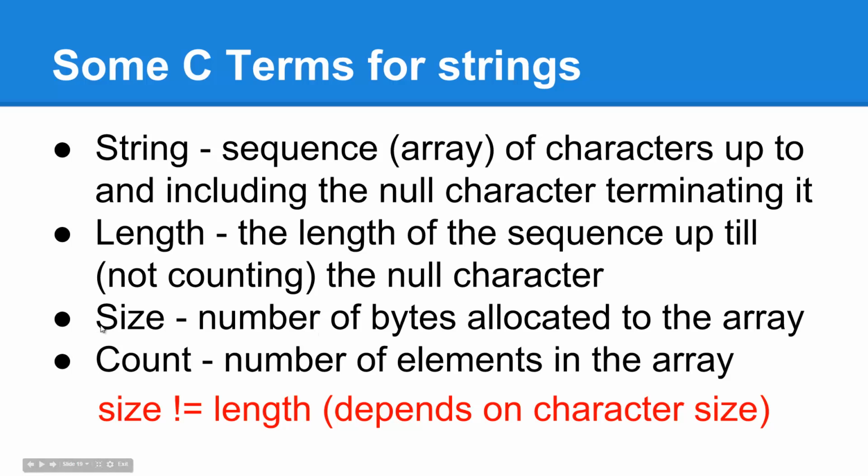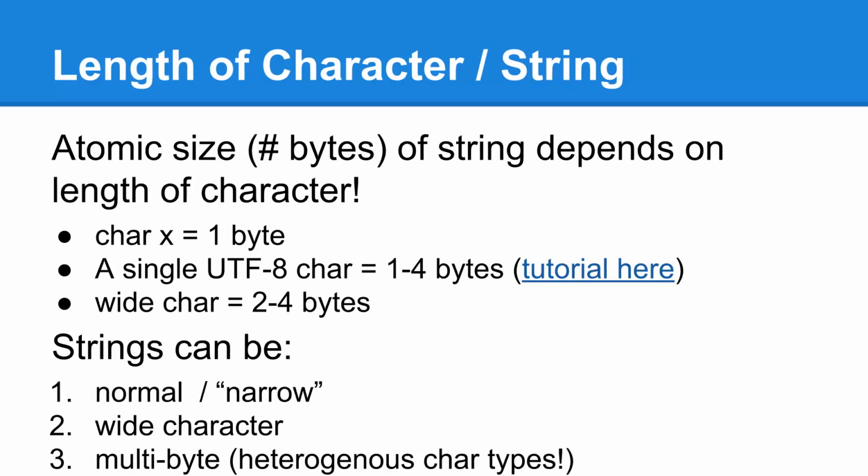The size of a string is the number of bytes allocated to it. The size of the array is the number of bytes allocated to it. The count is the number of total elements including the final null terminating character. So size does not always equal length because it depends on the character size. Typically in most programming courses you are taught that a character is 1 byte.